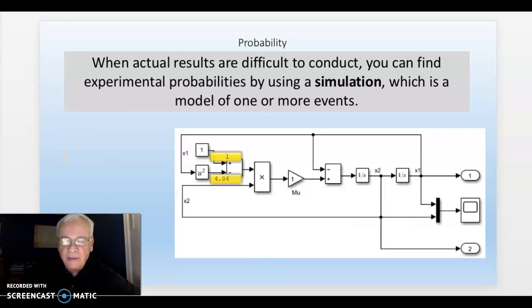Sometimes actual results are difficult to conduct. So in order to find experimental probabilities, we use a simulation. It will generate lots of outcomes, and from those, we can measure the events we're looking for. Again, a simulation generates lots of outcomes, and we use that as a model.